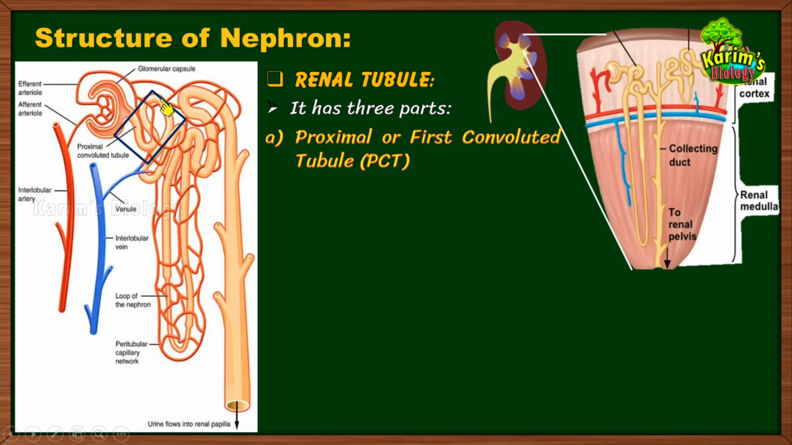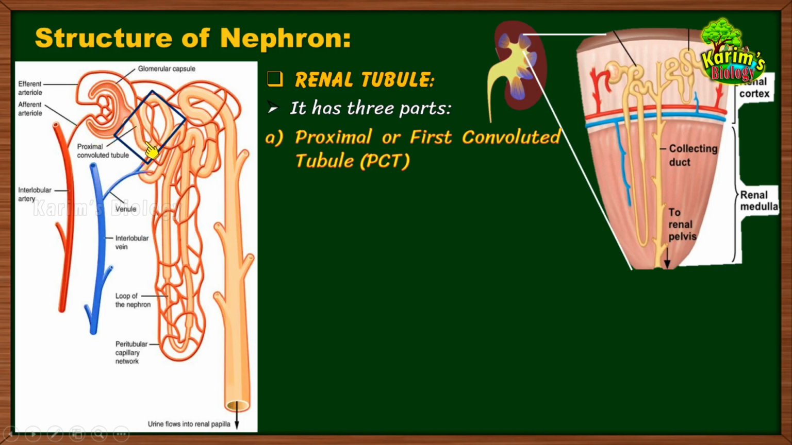Now let me elaborate this word. Proximal. Proximal means near. It is called proximal because it is near to the Bowman's capsule. Okay, so this part of the tubule is near to the Bowman's capsule. That is why it is called proximal, or sometimes it is also referred as first tubule. What is the other part of the name? Convoluted. I think you know the meaning of convolutions. Convolutions are nothing but coils.